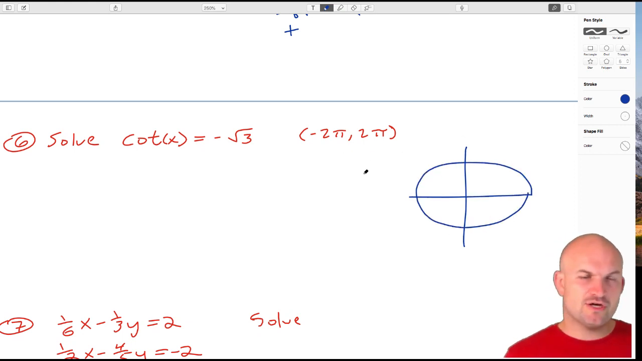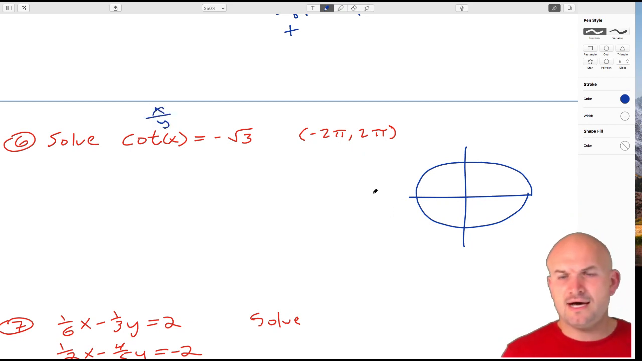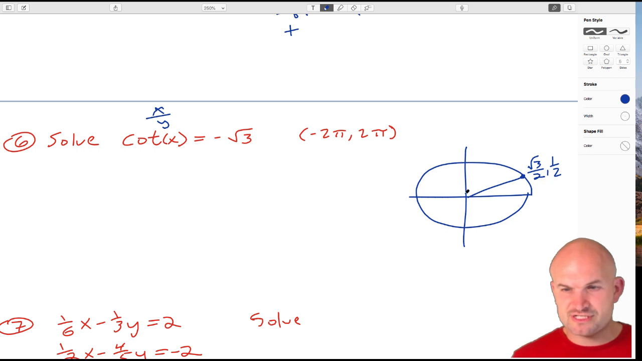So negative square root of 3 cotangent. Remember, cotangent is x over y. Therefore, we need to think of our three coordinate points here. Let's do this one: square root of 3 over 2, comma 1/2. So x over y is square root of 3. Yep, very good. All right, so cotangent is going to be negative.